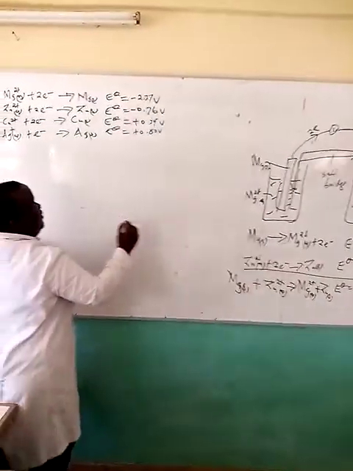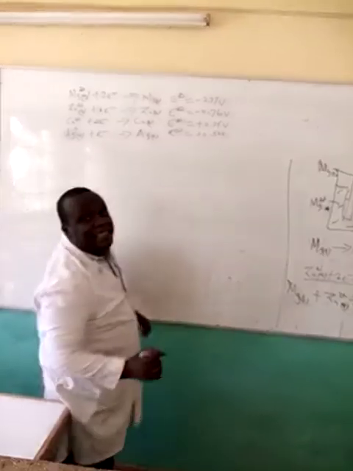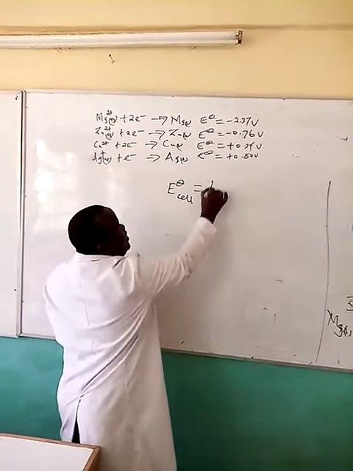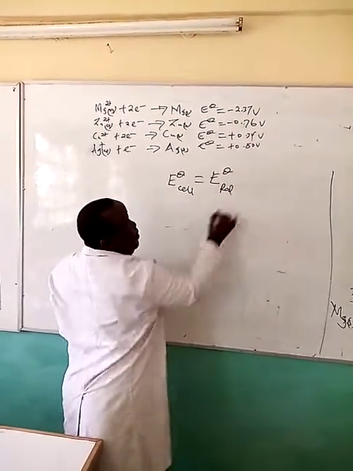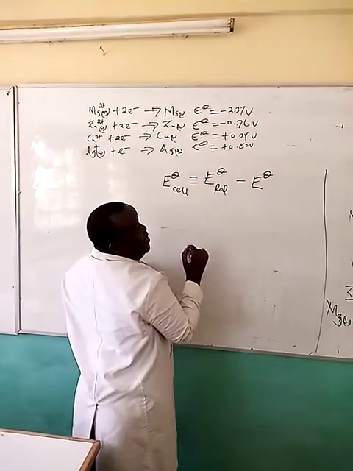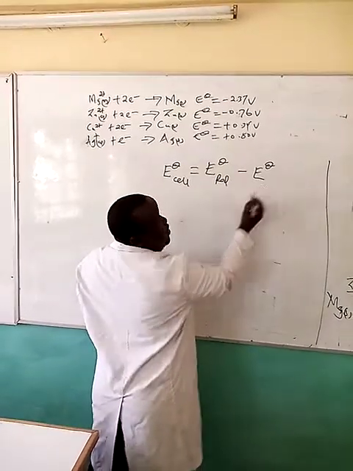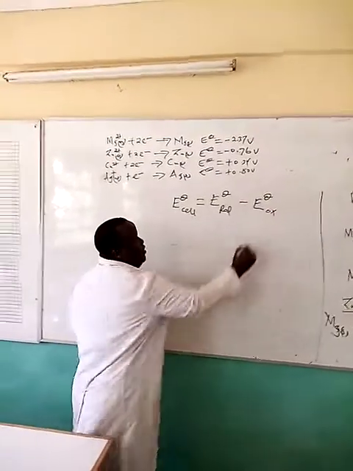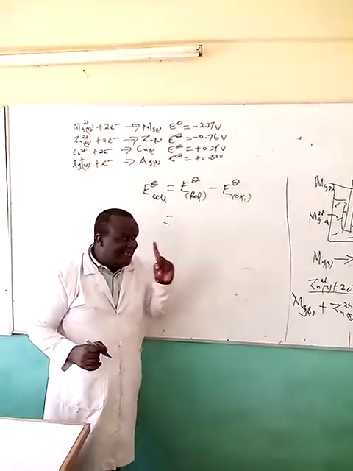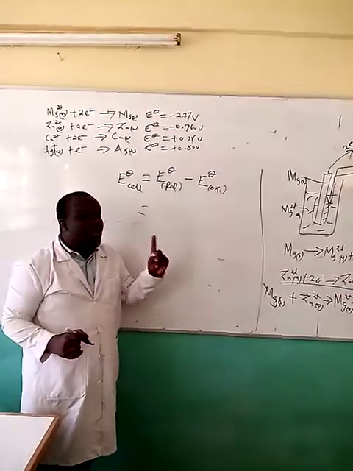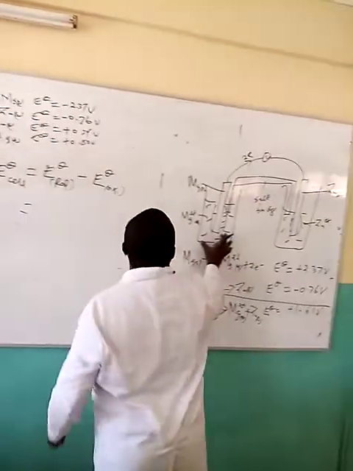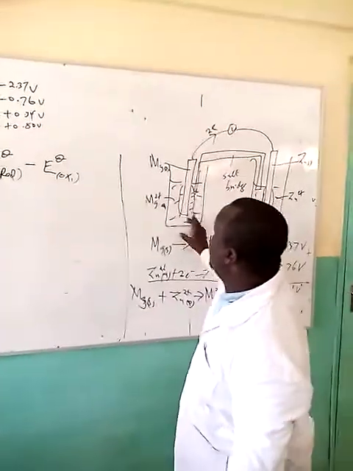Alternatively, of how to calculate the EMF of a cell, EMF of the cell is also obtained by obtaining the EMF of the cell that undergoes reduction minus the EMF of the cell that undergoes oxidation, like that. So the question is, how do we use this formula? First, you must identify which cell is undergoing reduction and which cell is undergoing oxidation. Like in this case, we shall have magnesium. Magnesium is a half cell that undergoes oxidation because it's losing electrons.